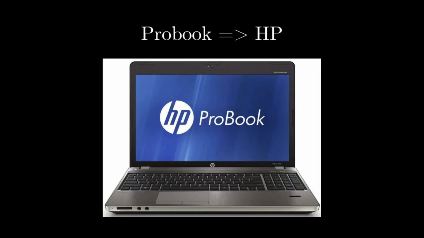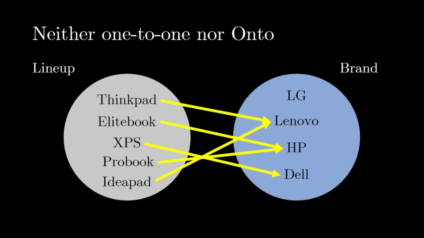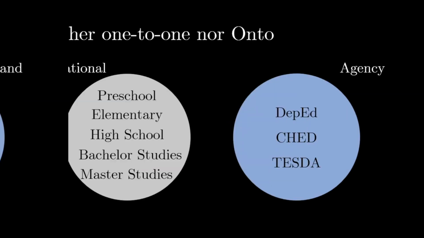The ProBook is another HP lineup. And IdeaPad is a consumer-grade laptop lineup also manufactured by Lenovo. As you see here, LG is not affiliated with any of these laptops, and a couple of these laptop lineups belong to just one company as well. For instance, the ThinkPad and IdeaPad. Hence, this function is neither one-to-one nor onto.